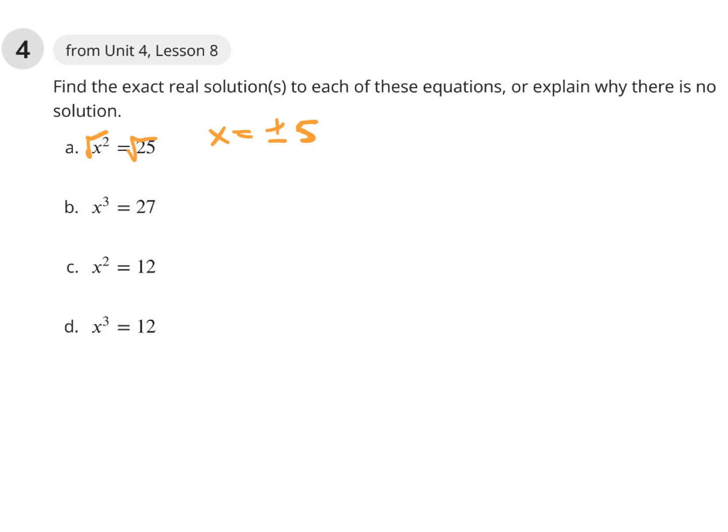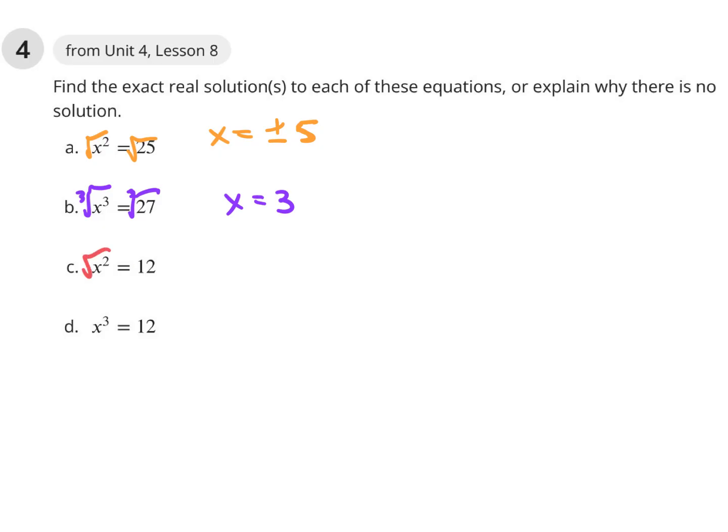This is x cubed. To get rid of a cube, we have to take a cube root. You have to make sure you put a 3 as an index to make sure you're taking the cube root. And the cube root of 27 is 3. Now, because this is an odd root, that means there's only one answer.